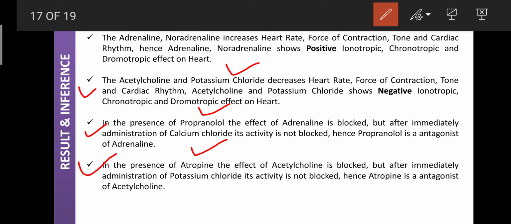So like that, adrenaline is helpful for increasing the heart rate and force of contraction, as well as atropine, and propranolol is the antagonist of adrenaline. They are clinically helpful for treatment of hypertension, that is the propranolol category of drugs. And if the heart fails, then heart function is improved by administration of adrenaline, noradrenaline, or atropine.